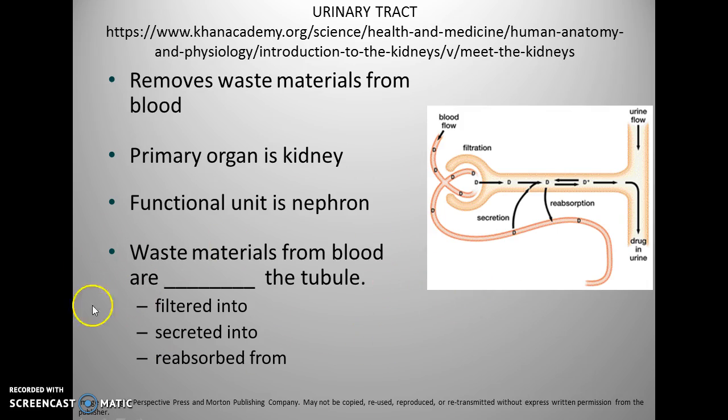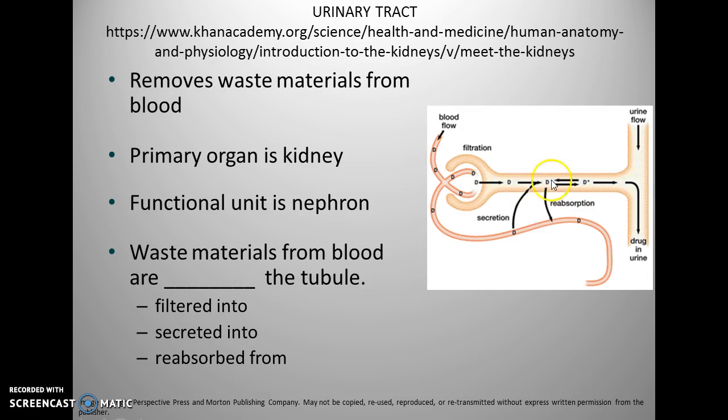And the primary purpose of the urinary system is removal of waste materials from the blood. So the primary organ is the kidney. The functional unit within the kidney is called the nephron. You have inflow, which is your afferent, and outflow, which is efferent vessels. You have the glomerulus that's here involved with filtration.